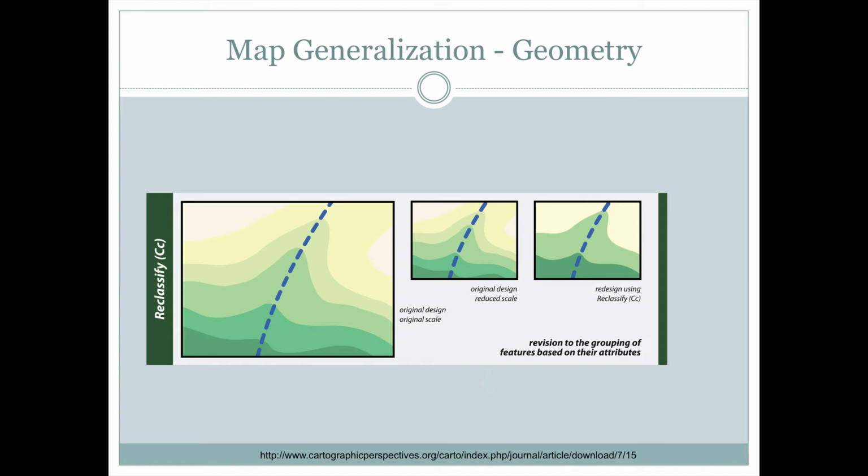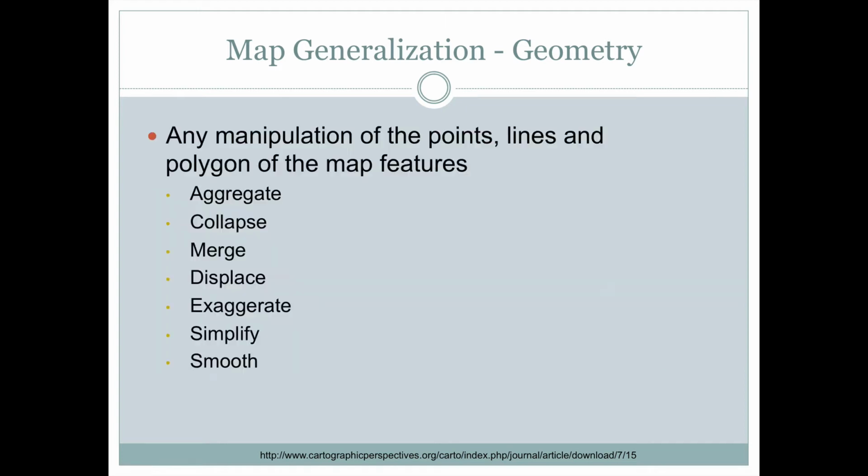Another way we can do it is we can reclassify. In this example here, we have a stream going through some terrain, and the terrain is broken up into a series of classes, with each change in color representing a different elevation here. It might start looking cluttered when we put it within a smaller area at a different scale, but we can just not put as many classes on. Instead of having 1, 2, 3, 4, 5, 6 different classes here, we can go down to half as many classes, or 3 classes.